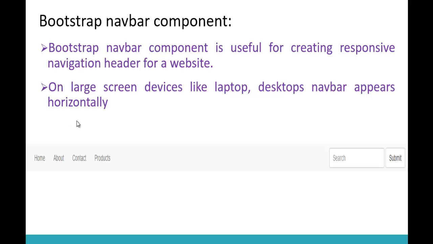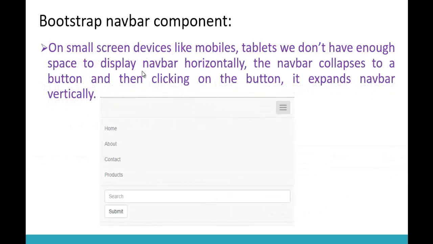On the large screens it appears horizontally, but on small screens like mobiles and tablets, we don't have enough space to display the navbar horizontally, so the navbar collapses to a button. You can observe here, I'm having a button. On clicking the button, the navbar expands vertically. This is on small screens.